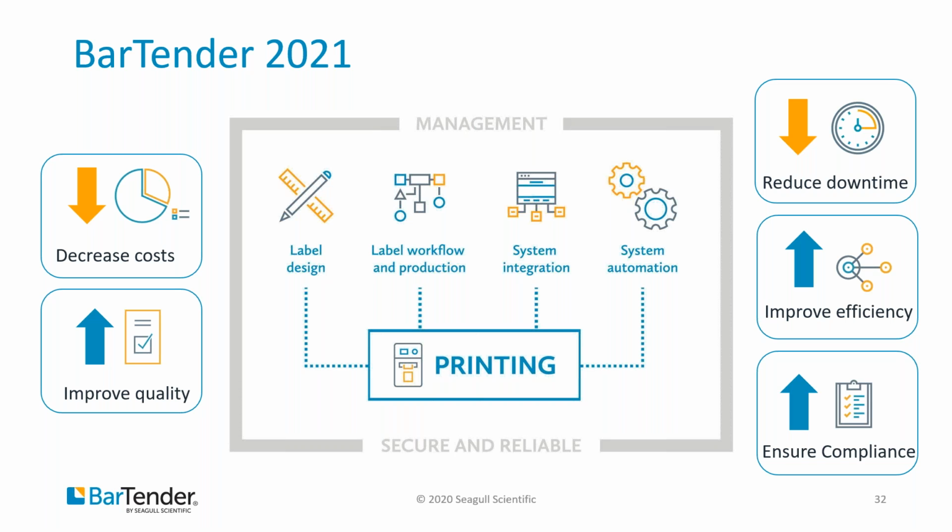BarTender 2021 will improve quality by providing tools to allow you to easily design commercial quality labels that meet your specific requirements, and it helps reduce downtime with proven technology built with reliability and robustness in mind. And BarTender 2021 will also help to improve overall efficiency with a powerful yet extremely flexible and adaptable platform for integrations, easily configured for your existing technology and future technologies. And finally, BarTender 2021 can help you meet industry regulations and help grow your business and revenues overall.